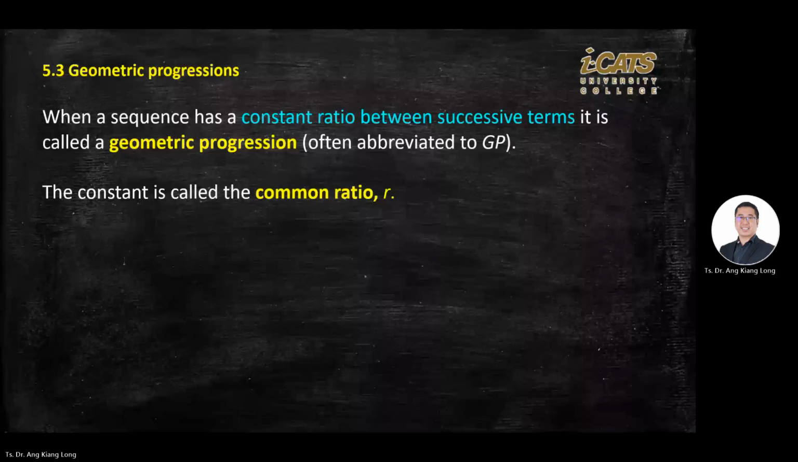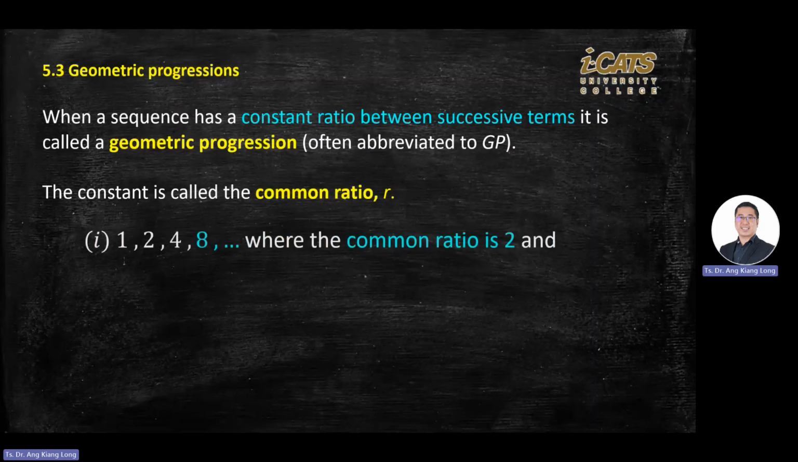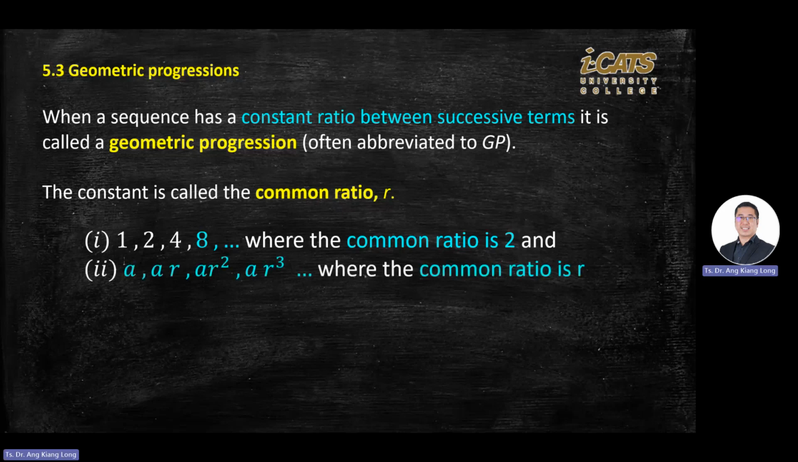Let's review what you have learned for GP. GP is a geometric progression. Previously, for AP, arithmetic progression, it is D, the difference, but for GP, it will be R. To find R, you take the second term divided by the first term.